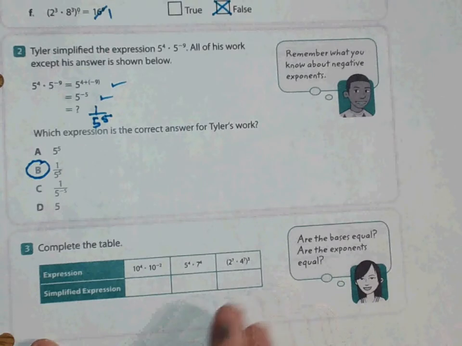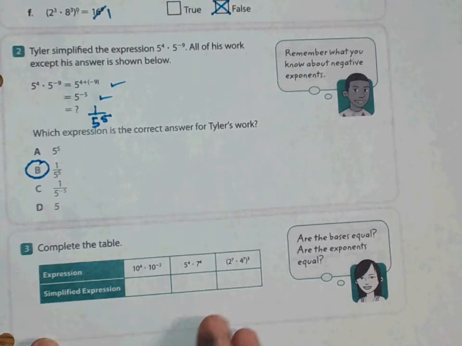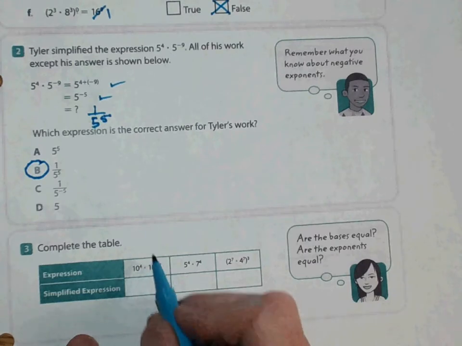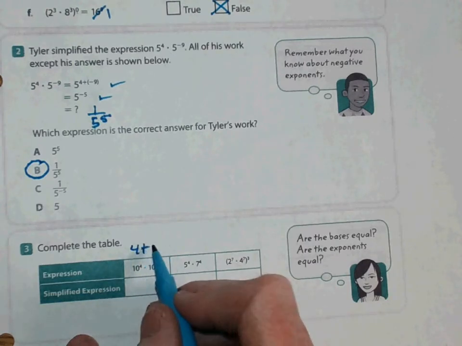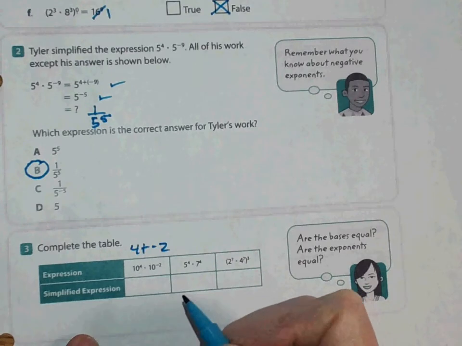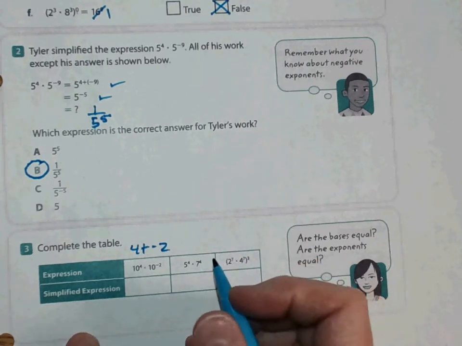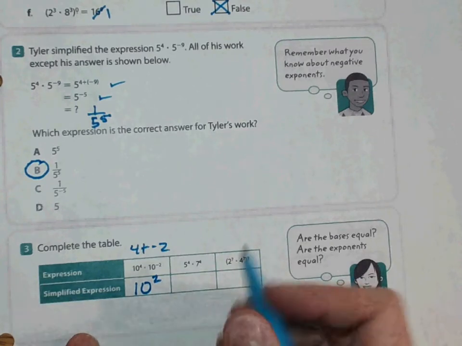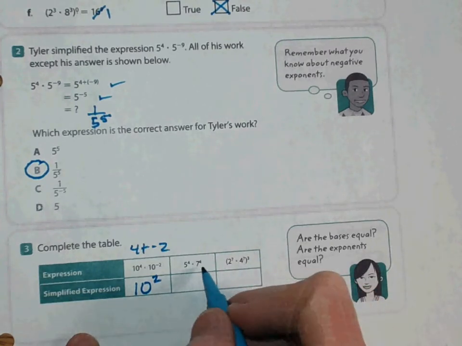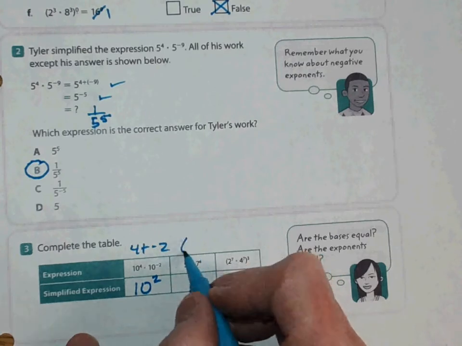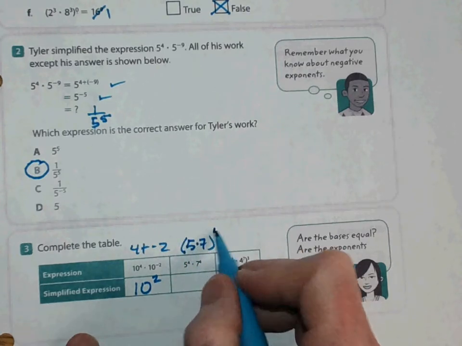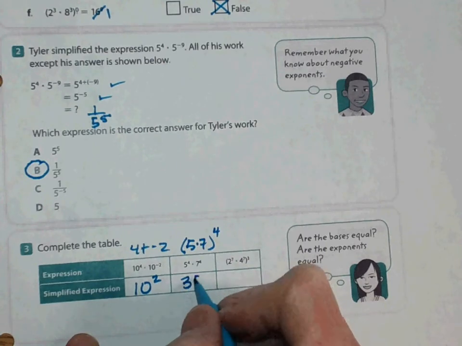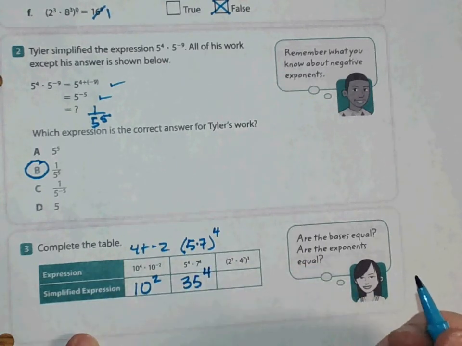Complete the table. All right. So if I have 10 to the 4th times 10 to the negative 2, I add 4 plus negative 2, which is 2. So I am going to say that is 10 to the 2nd. Here I have the same exponent, different base, so I do 5 times 7, which is 35, raised to the 4th power.